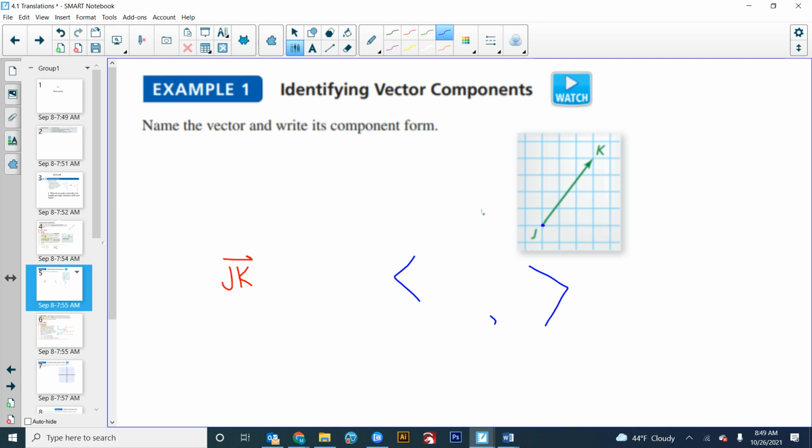Well, let's go with Paige. What's my horizontal component? Right 3. Right 3, so we're going to put positive 3. Good. And Alana, what did you get for the vertical component? 4. 1, 2, 3, 4. Good. 3, 4 is its component form. So the name, JK. Component form, 3, 4.